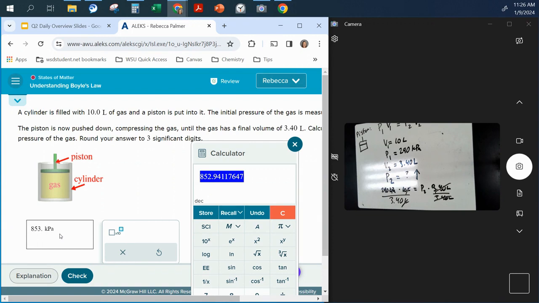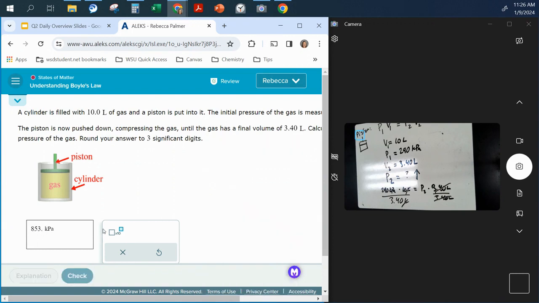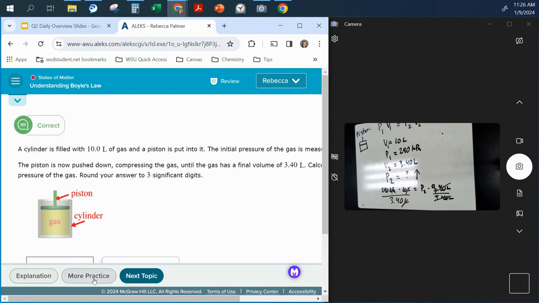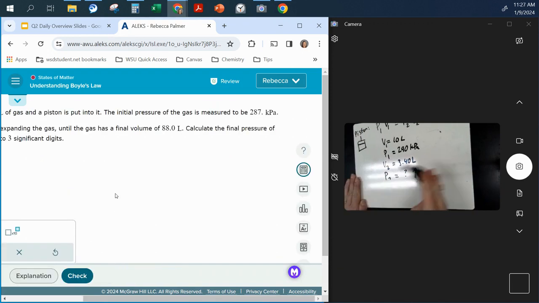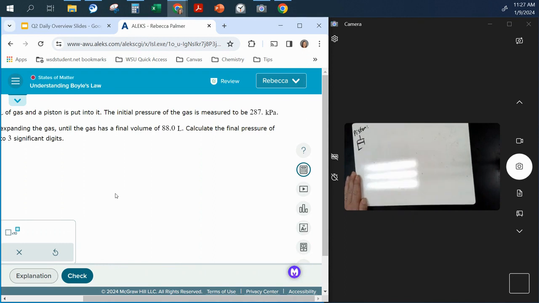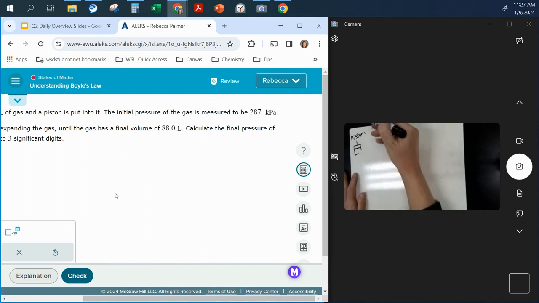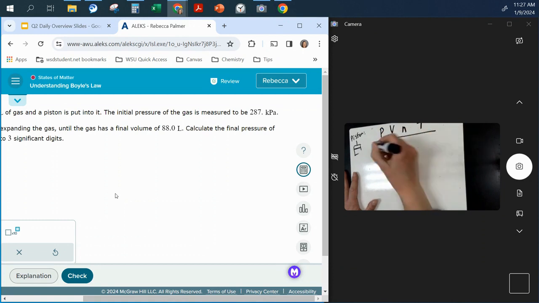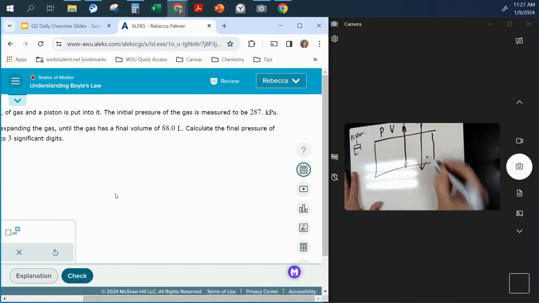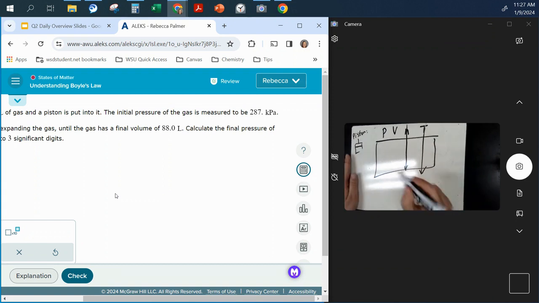853 decimal. Okay. Do you want to do the other way, the table way? Sure. Okay. So the table way is we are thinking about all of the variables in the P, V, N, T, P, V, T. Okay. So here, the number of molecules doesn't change, and the temperature doesn't change. Those are constants.